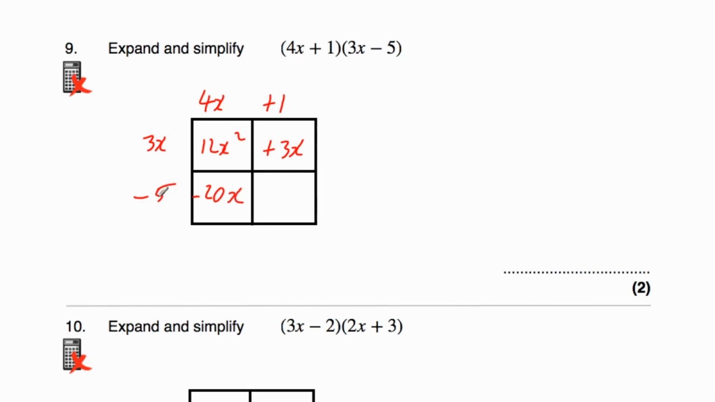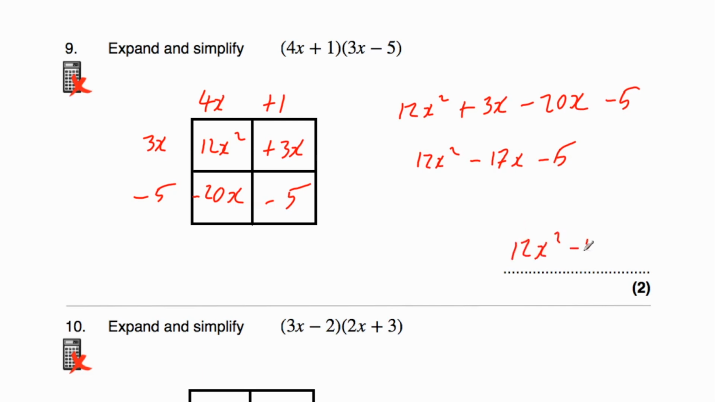And then finally, we've got minus 5 times positive 1. Well, negative times a positive is a negative, and 1 times 5 is 5. So that means we would have 12x squared plus 3x minus 20x minus 5. Collecting our like terms, we'd have 12x squared. 3x take away 20x, that's minus 17x. Then we've got our minus 5. So that's our answer: 12x squared minus 17x minus 5.